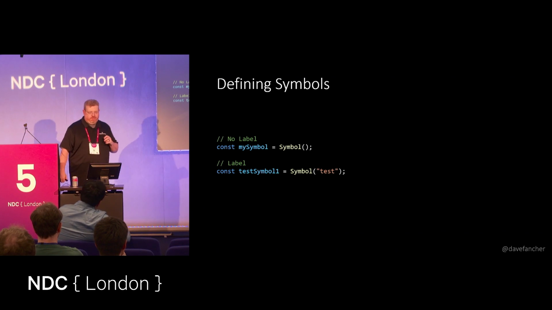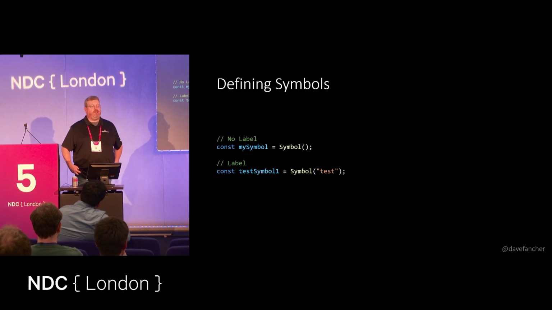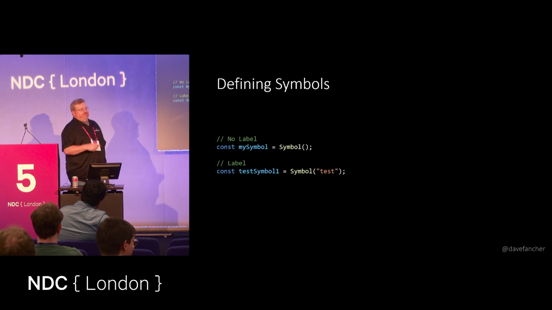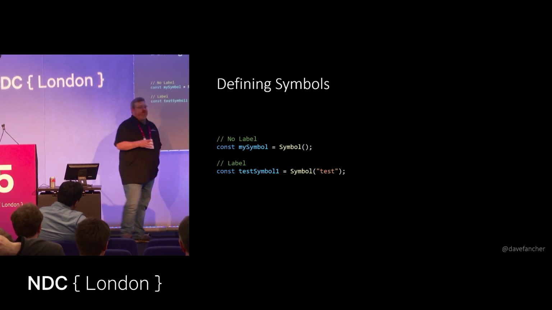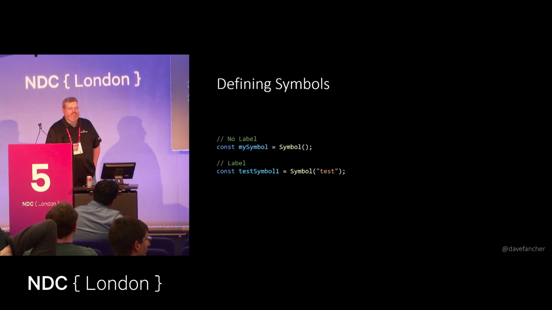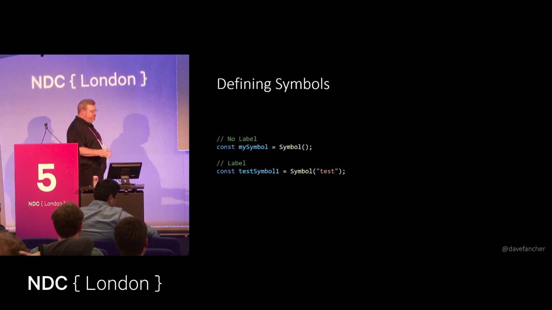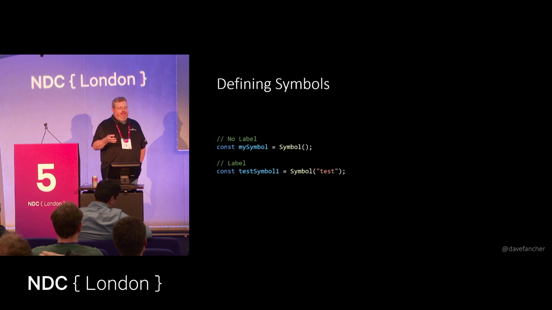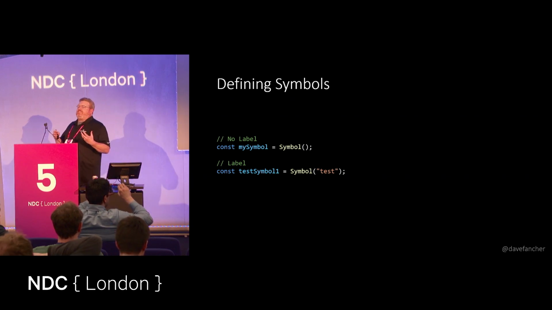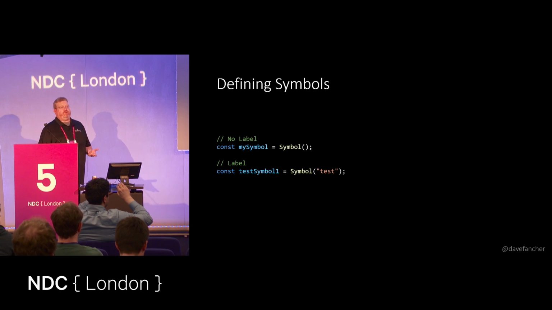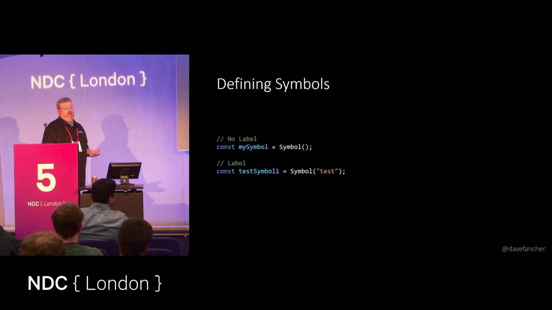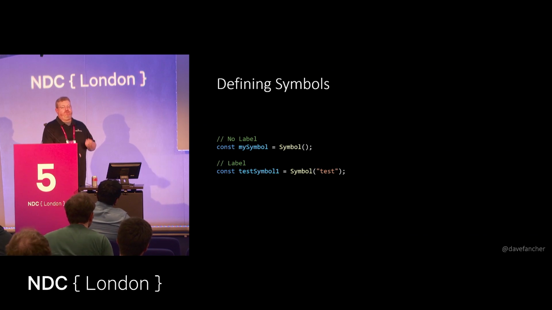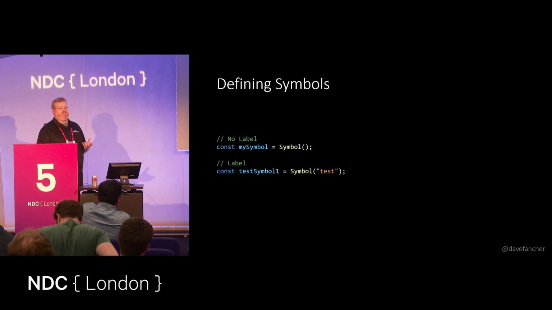So who has encountered symbols in JavaScript? Okay, only a handful. Symbols are one of my favorite things in ES6. What symbols allow us to do is, they are a guaranteed unique value. Let's start there. So you are not going to have a collision with something else naming something the same way, because every time you create a symbol, it's unique to JavaScript, to that instance and that environment, right?